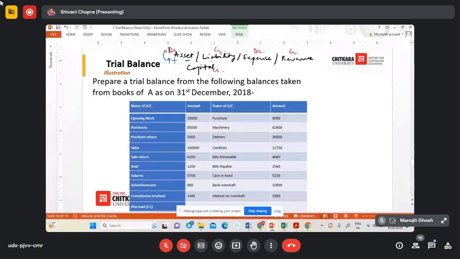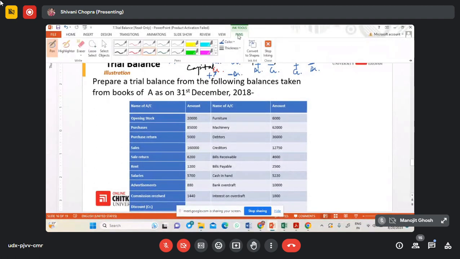So an increase in liability will increase the natural balance, it will lead to credit. And a decrease in liability is a debit. Expense has a natural balance of debit. So an increase in expense, we will debit it. And a decrease in expense, we will credit it. Revenue has a natural balance of credit. An increase in revenue will credit it. A decrease in revenue, you will debit it. Similarly, capital. An increase in capital, you will credit it. And a decrease in capital, you will debit it. So we understand this thing. Now we are good to go with our next discussion.